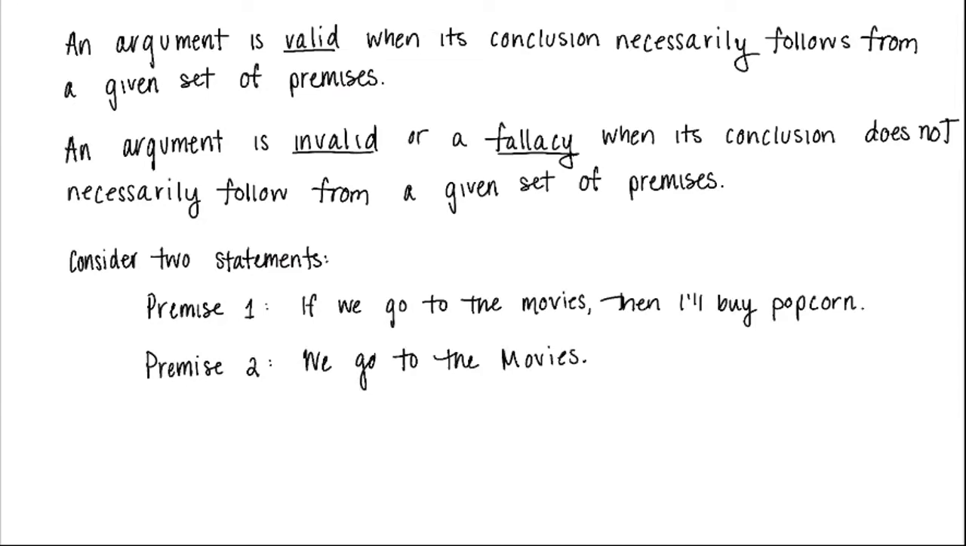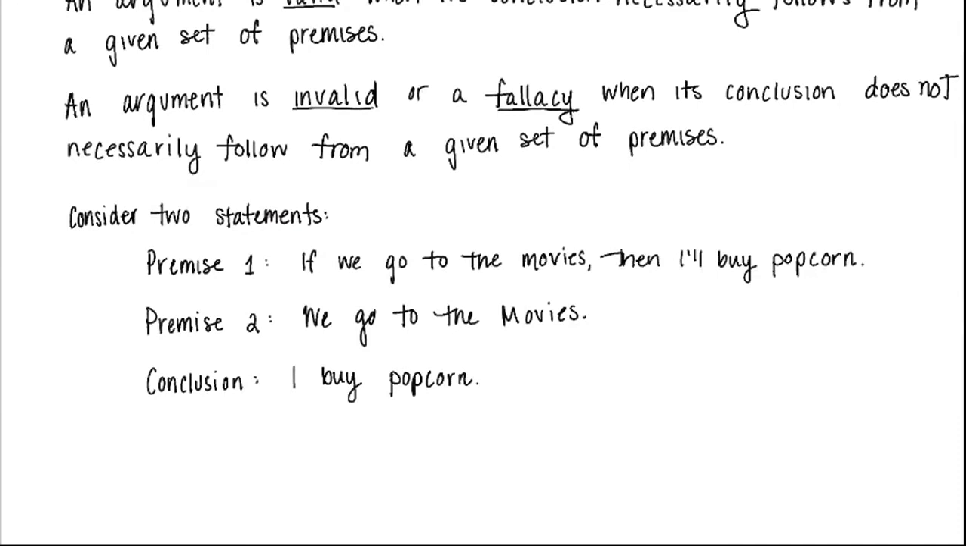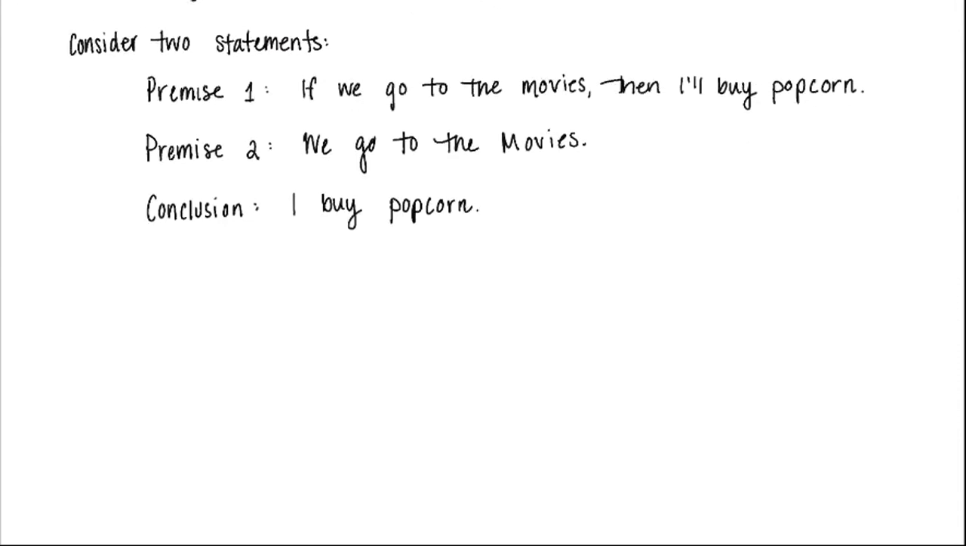So if I make the statement, if we go to the movies, I'll buy popcorn, then I make the statement, we go to the movies, the conclusion that's going to make sense is we're going to the movies, so I'm going to buy popcorn. Okay, so this makes sense naturally. So what we're going to try to do is put this in symbolic form. So I'm going to call we go to the movies statement P. And then statement Q is I buy popcorn.